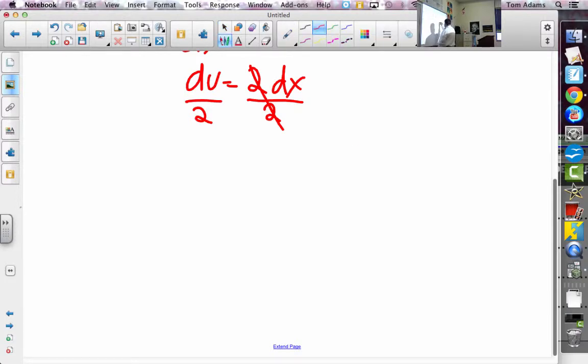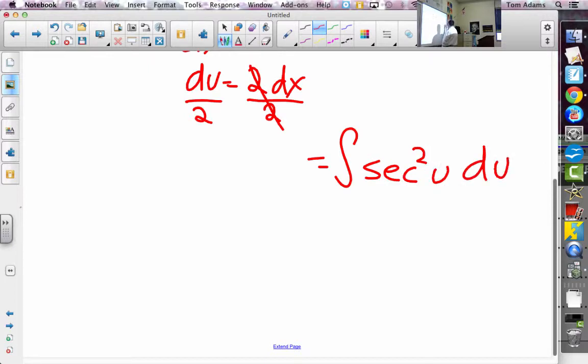So when I go to do my u substitution on the next line, I'm going to say that I am taking the derivative of secant squared of u du and toss the 1/2 to the front. You guys with me so far? Does that make sense?